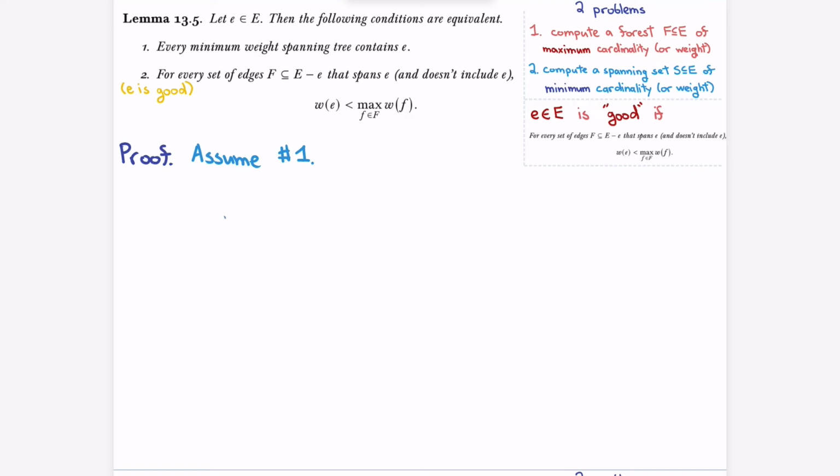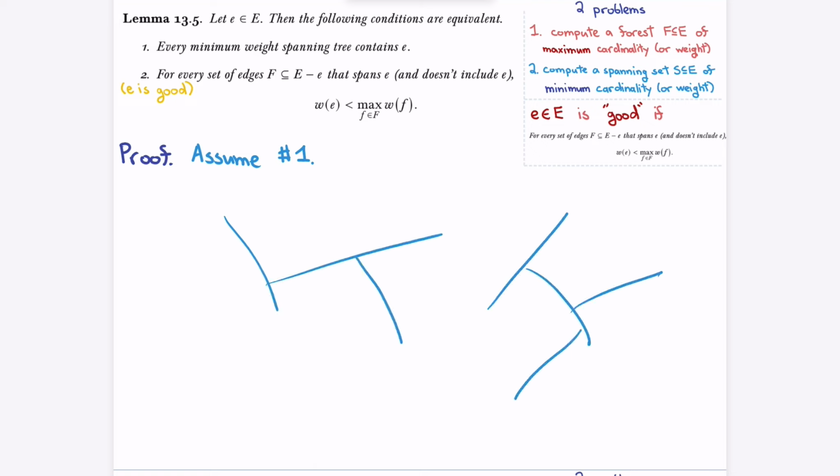So maybe to get us started, I'll just draw a spanning tree that's supposed to be minimum weight. Let me get a different color. And it contains E. Okay, so there's at least one minimum weight spanning tree that contains E.